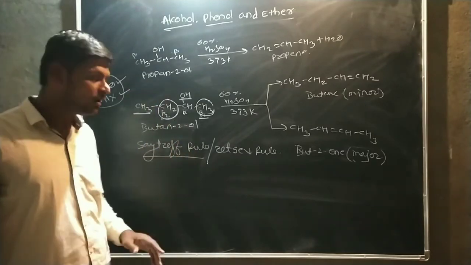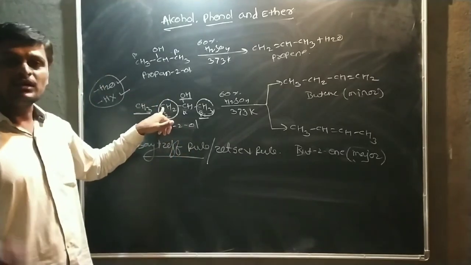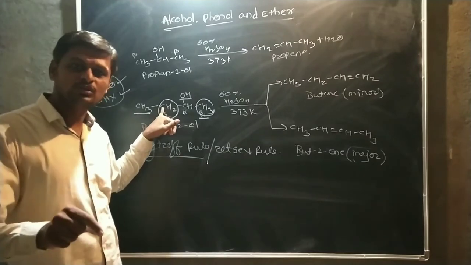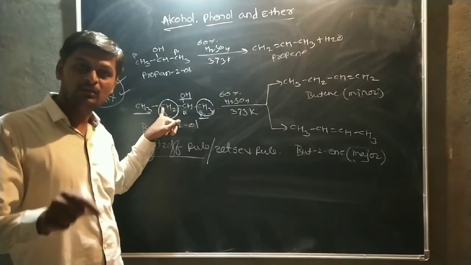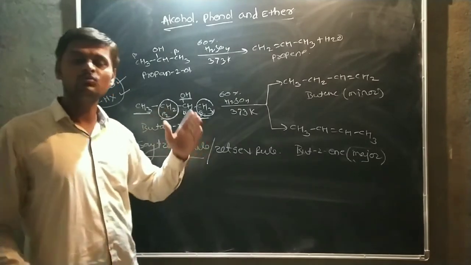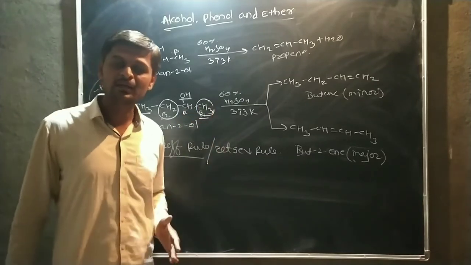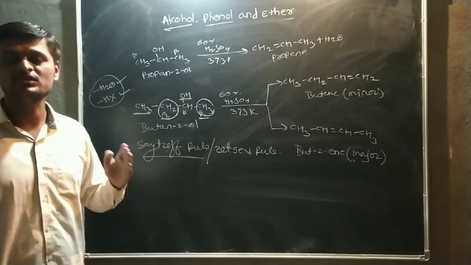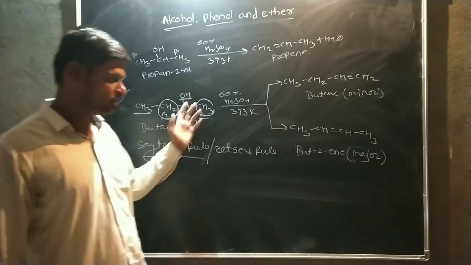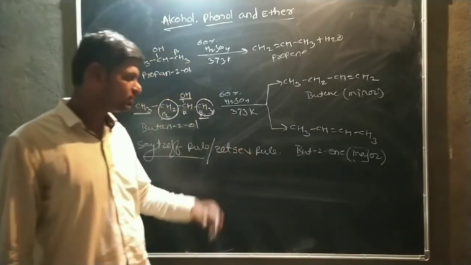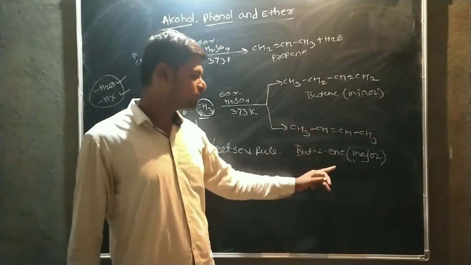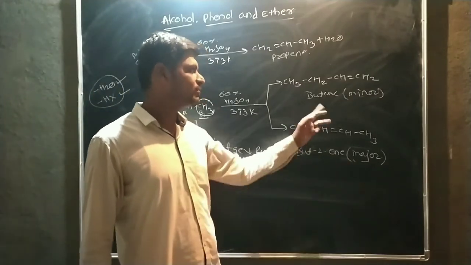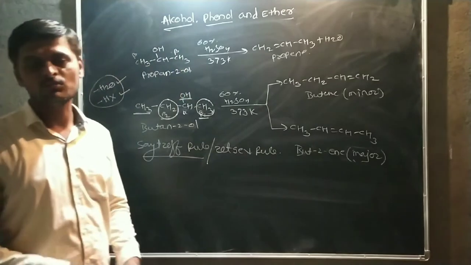The alkene is formed from the elimination of beta hydrogen from the beta carbon atom which has a higher number of substituents attached to it. Okay, according to this Zaitsev rule, 2-butene is the major product, and 1-butene is the minor product.